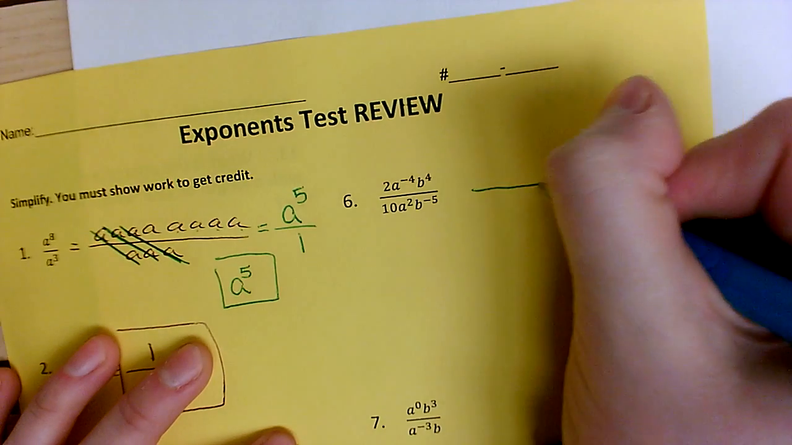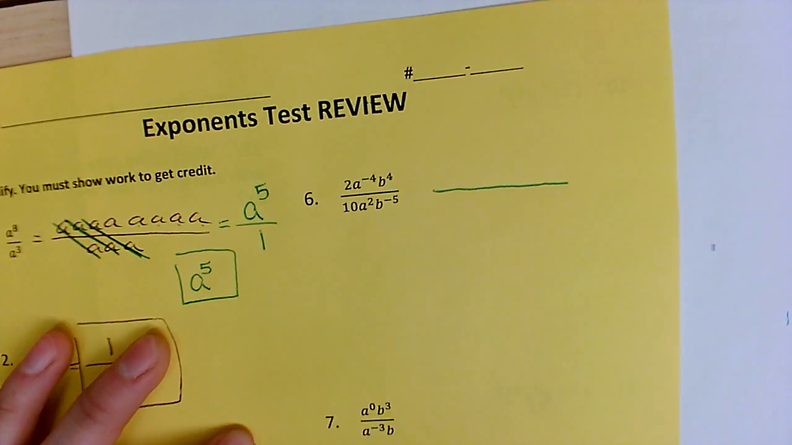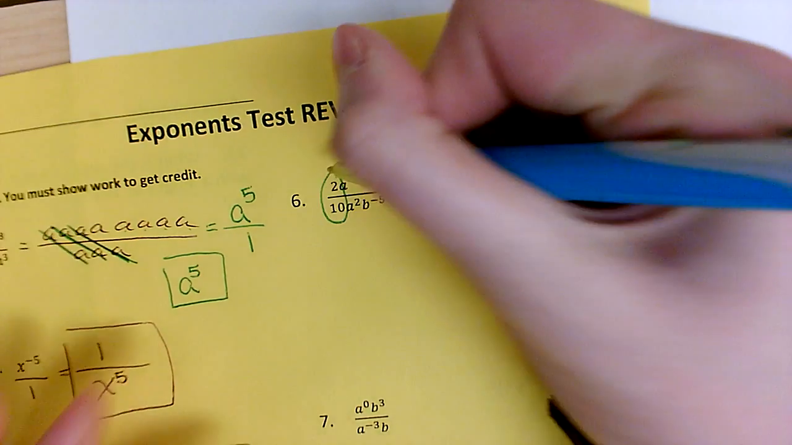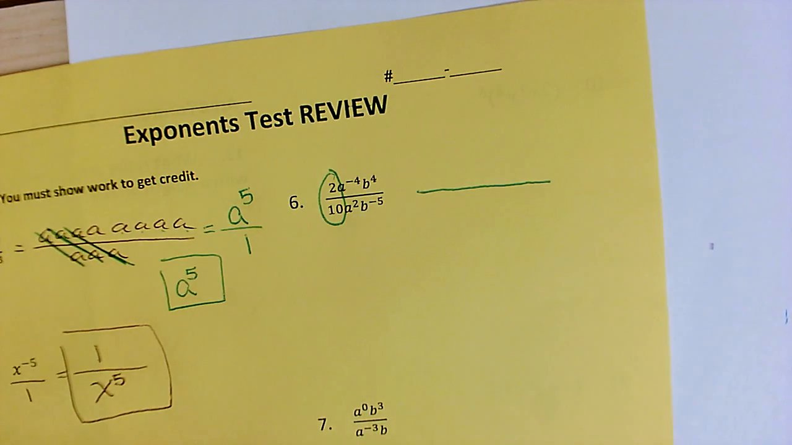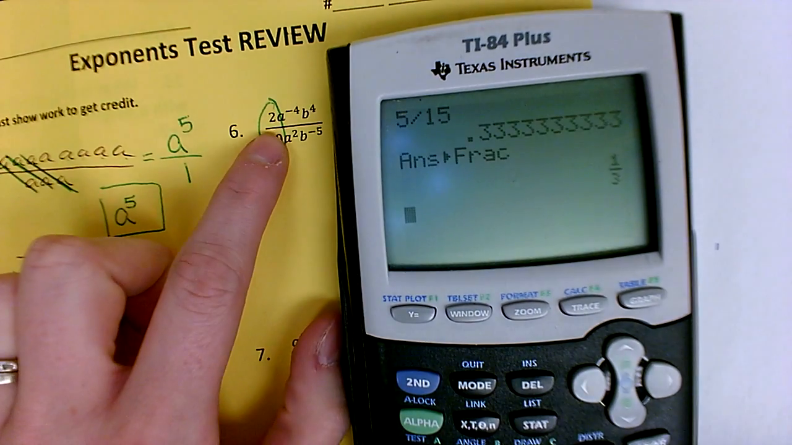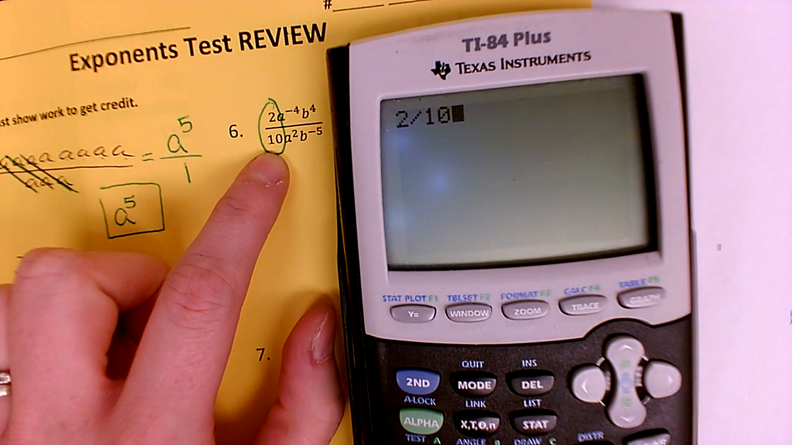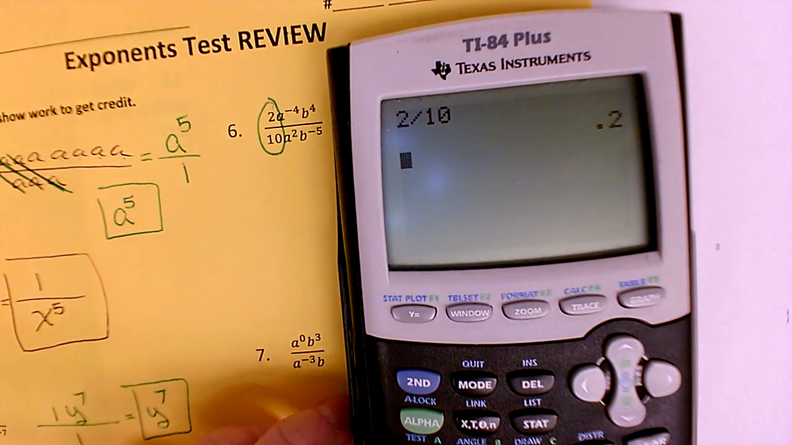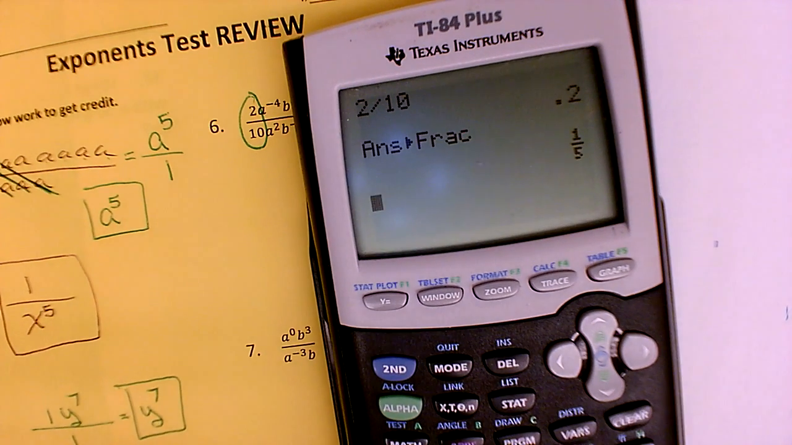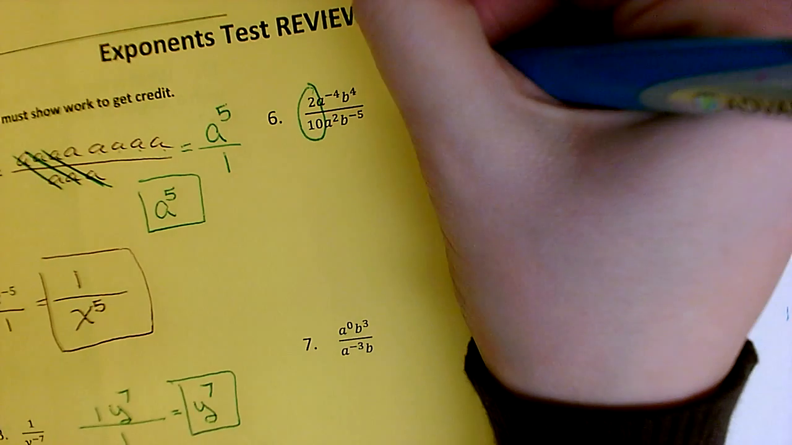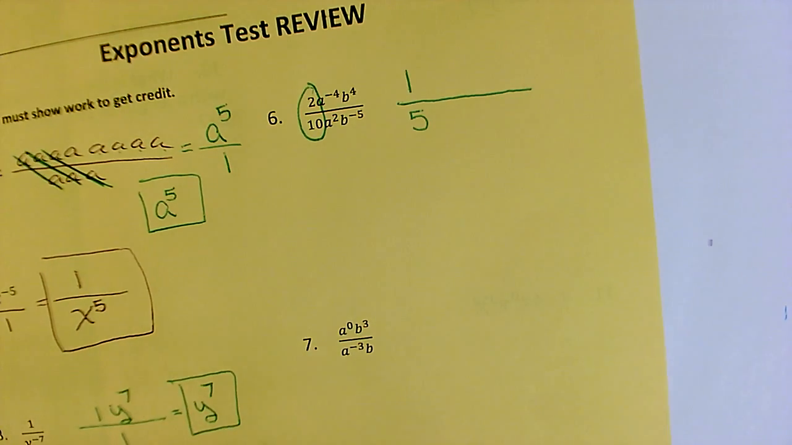Now this problem up here, I've got a couple things going on. First thing that I notice, though, is that I have 2 coefficients, or 2 big numbers out in front. Well, when you have that, this is really telling me the problem 2 divided by 10. When I hit enter, that gives me a decimal, so I'm going to turn it back to a fraction, which is 1/5. So I'm going to put 1 over 5. I took care of that.